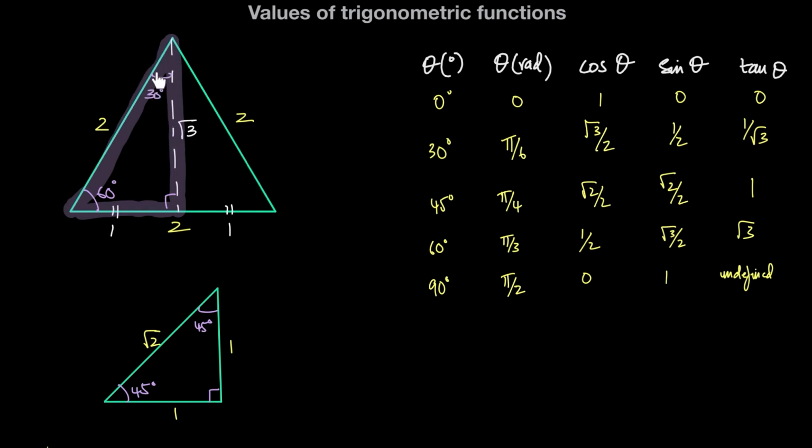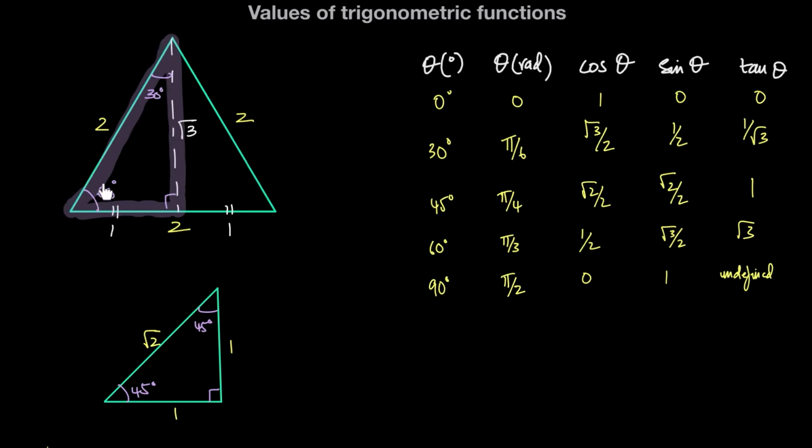And the sine of this angle is the side opposite the angle divided by the hypotenuse. So that's just 1 over 2. And the tan of 30 degrees, or pi over 6 radians, is the side opposite divided by the side adjacent. So we have 1 over root 3.